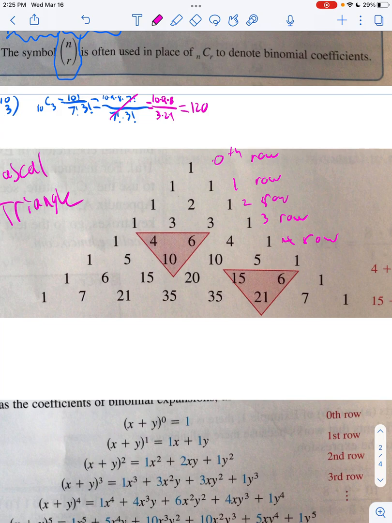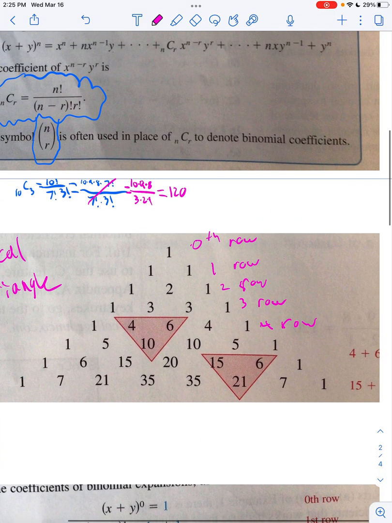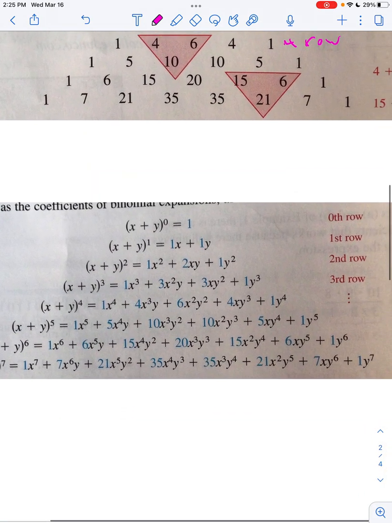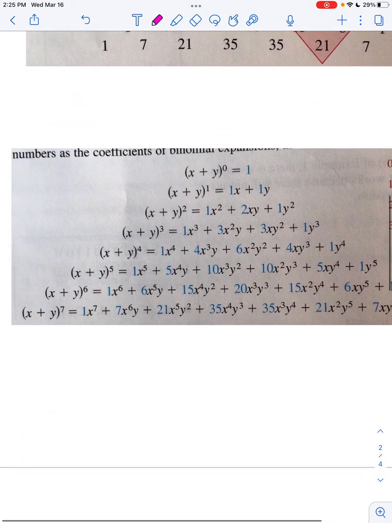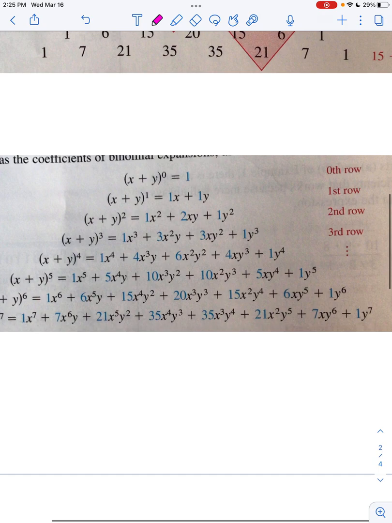In my 4th row, I can take my 2nd and 3rd term, 4 plus 6, add them together, and it's going to equal the number below it in my 5th row, which is 10. As you keep going, you can see that happens again: 15 plus 6 is equal to 21. These work together, so you can take these numbers from Pascal's triangle and use them in your expanded equation. These were the numbers we looked at, 4 and 6 equals 10.